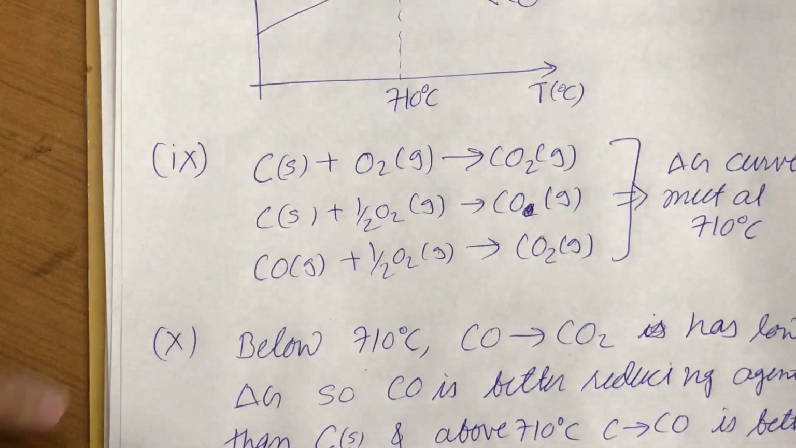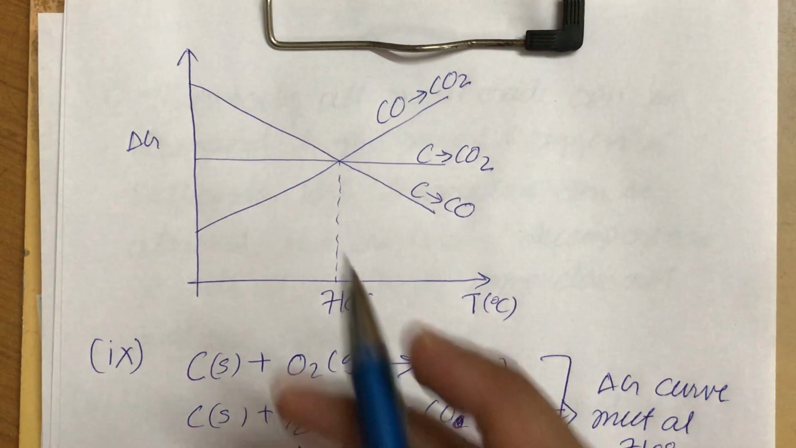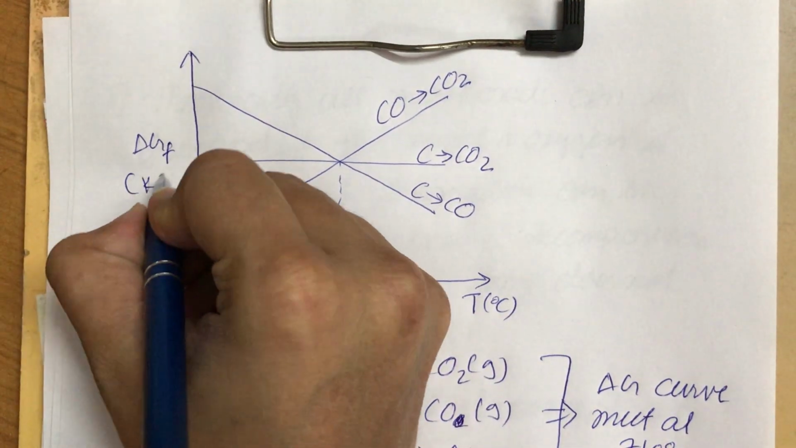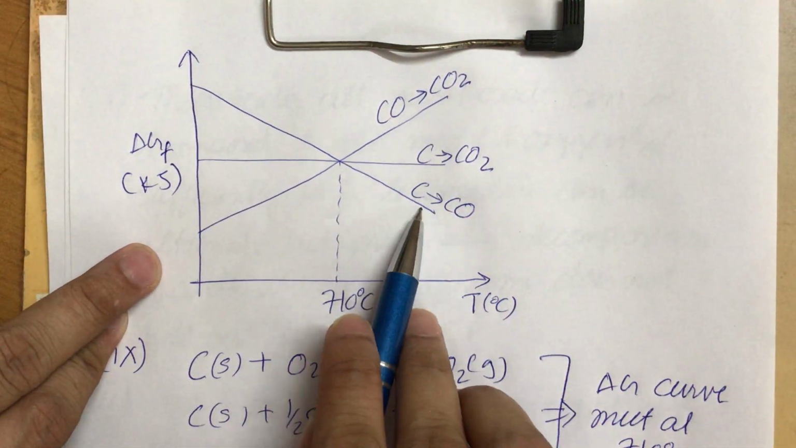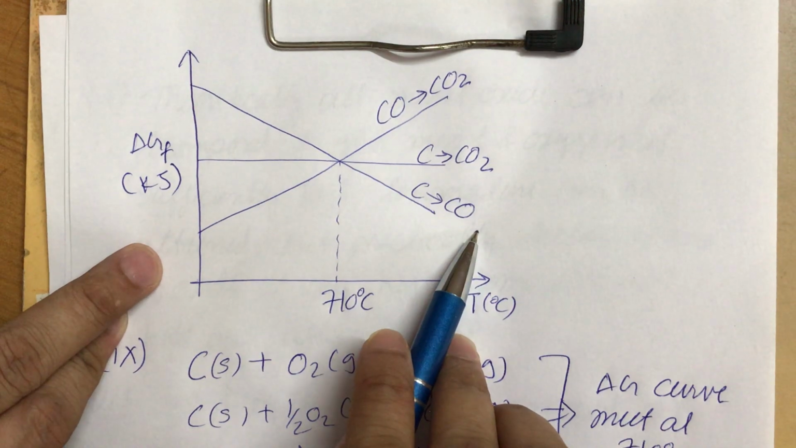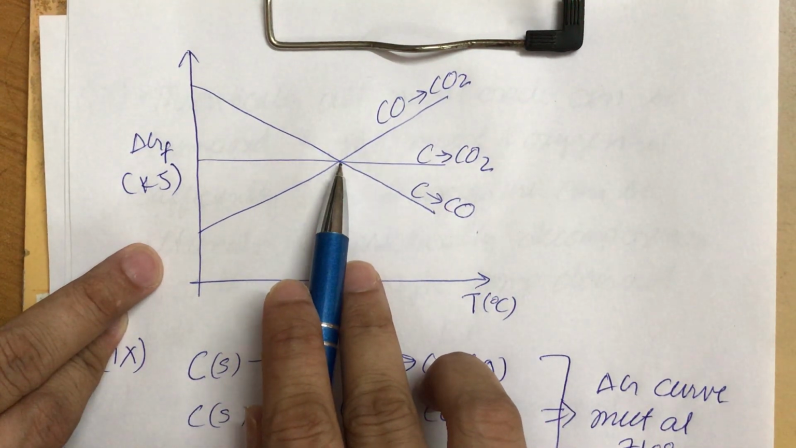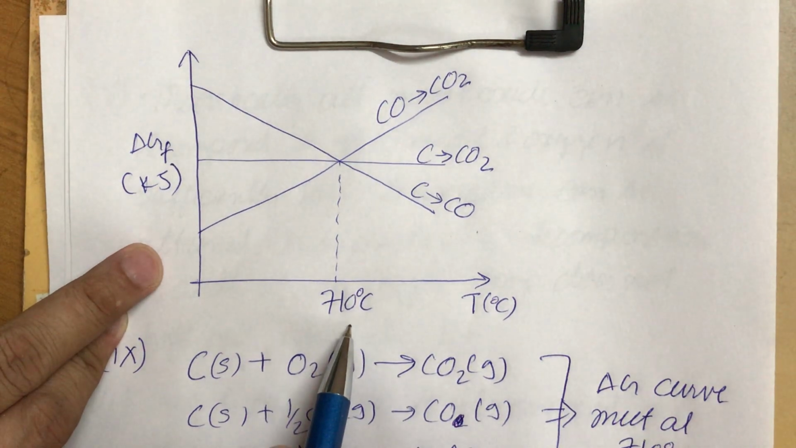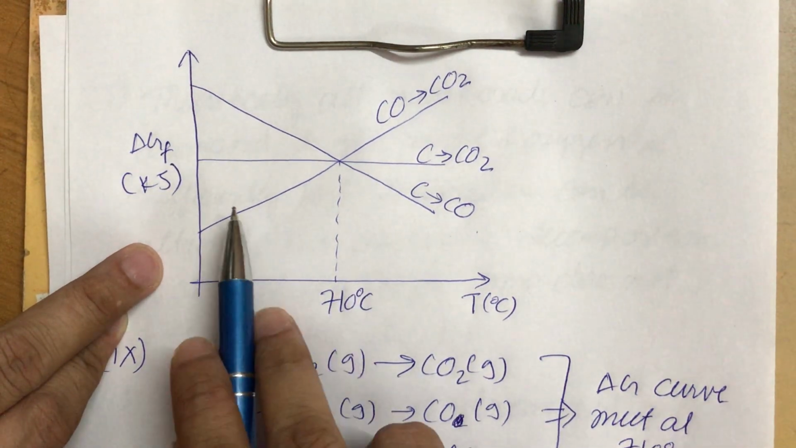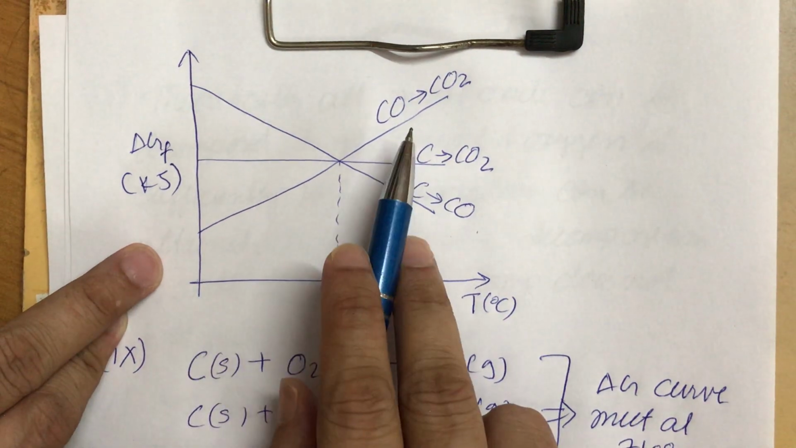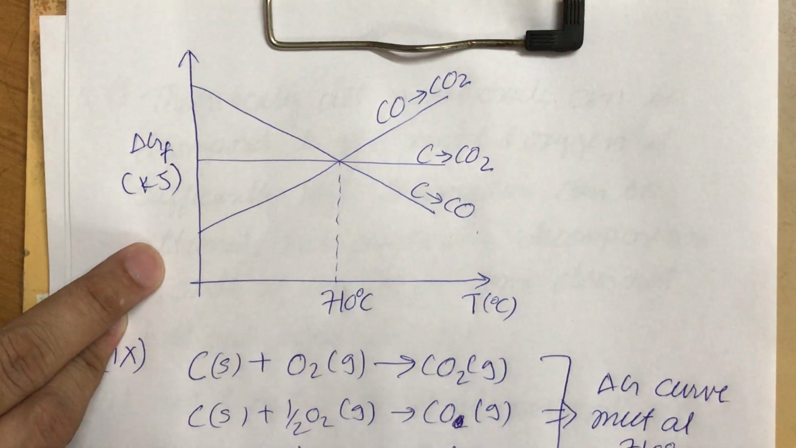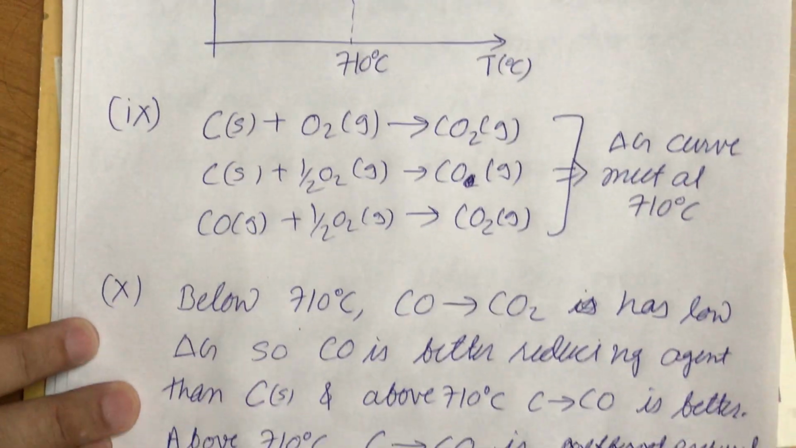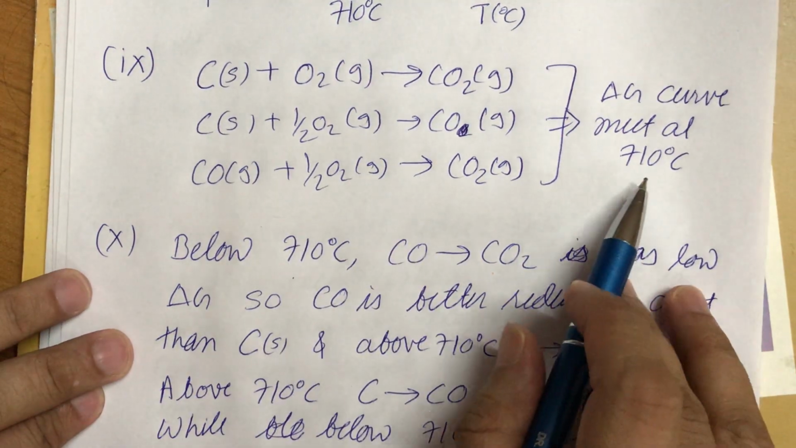Now, one more observation. In this Ellingham diagram, these three curves of delta G formation, which is in kilojoules, C giving CO2, CO giving CO2, and C giving CO, all basically intersect at a particular point. The temperature is 710 degrees Celsius. You need to memorize this value. So all these three curves intersect at a particular temperature, 710 degrees Celsius. The same point is written here.